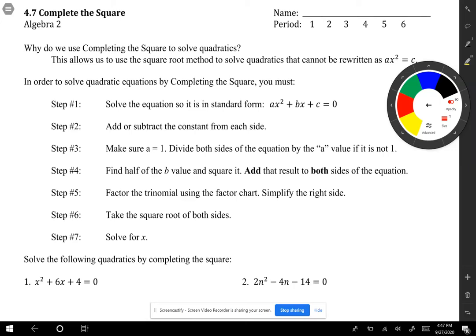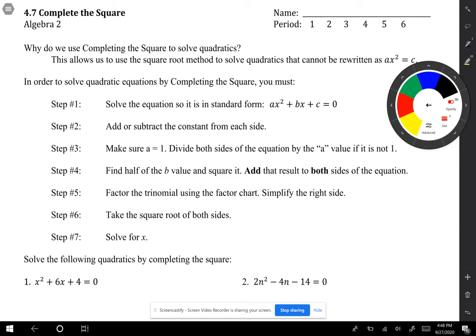Hello, Algebra 2 students. Today we are going to do section 4.7 called Complete the Square. Previously, you've learned how to solve a quadratic equation by making an x-factor chart and then using ZPP to find your solutions for x. You've also learned how to solve a quadratic equation by using the square root method, where you made sure the constant was on the right side, then you divided by a, and then you took the square root of both sides, and you had your answers written in the form plus or minus something.